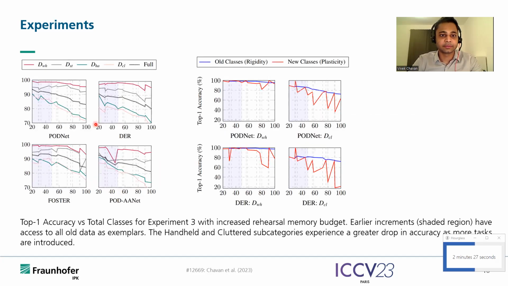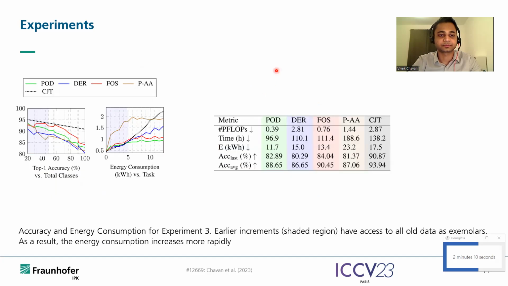Here we can see some results on the different subcategories of the data set, and we observe that in the challenging categories, the performance drops much more readily, and we can see similar phenomena for old and new class performance here. Similarly, as we expect, the energy consumption rises as we increase the memory budget and leads to a significant overhead.